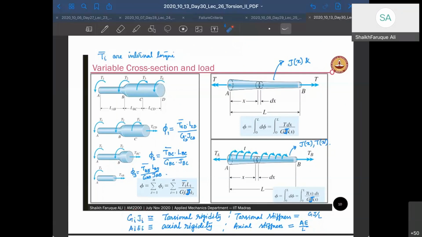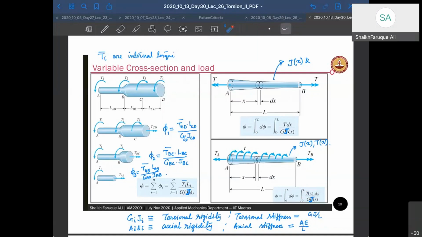Okay. In case of continuously changing cross section, what did we do for axial members? We just integrated it. Here also phi, you have to integrate 0 to L d phi, and d phi is going to be tau dx by GJ. Okay, just integrate it. That's all. And if you have distributed torque all through, then the torque is also a function of x, that also gets inside.